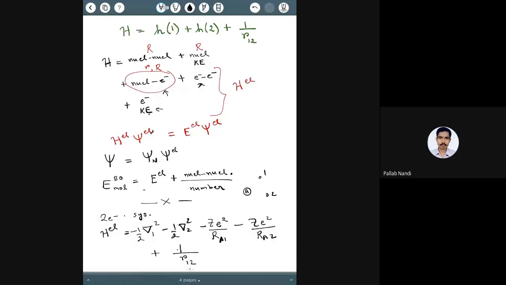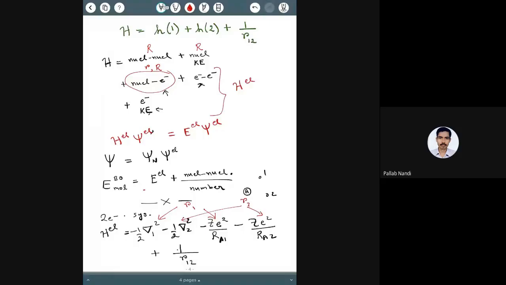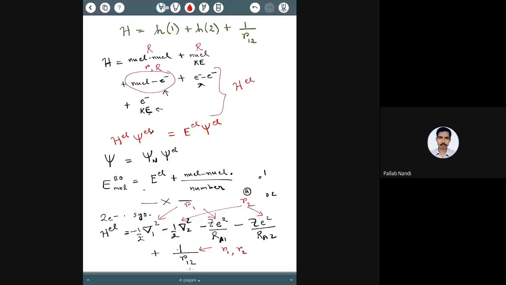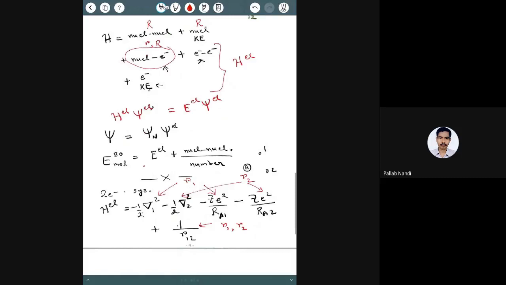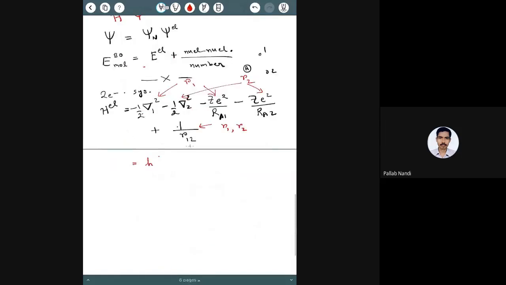So which electron is this? These two terms depend on R1. These two terms depend on R2. And this depends both on R1 and R2. So these first four terms are called one-electron terms. And combining the two, you get h of 1 plus h of 2 plus 1 by R12.